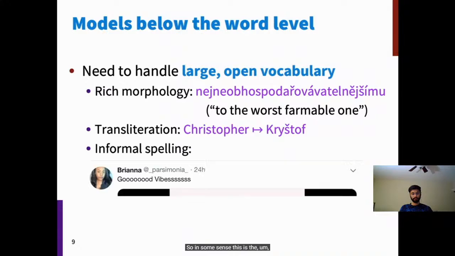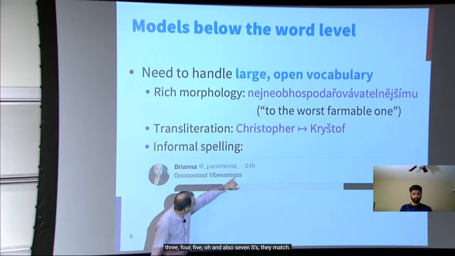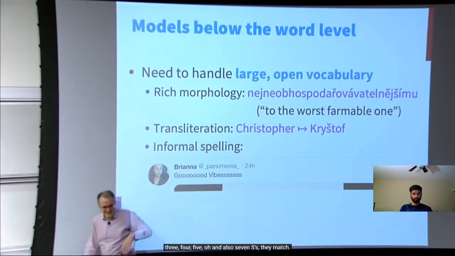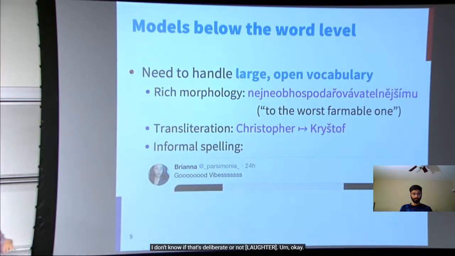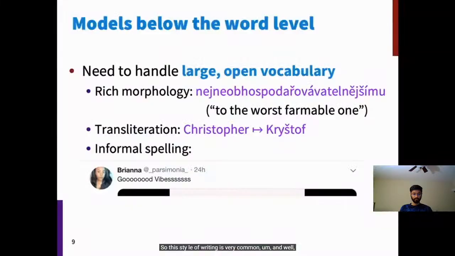So in some sense, this is the easy case. Good vibes. But nevertheless, this is spelt with 1, 2, 3, 4, 5, 6, 7 O's and 1, 2, 3, 4, oh, and also 7 S's. They match. I don't know if that's deliberate or not. Okay, so this style of writing is very common.